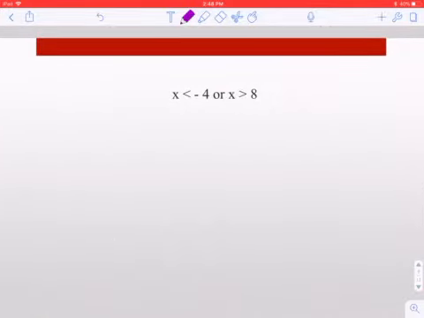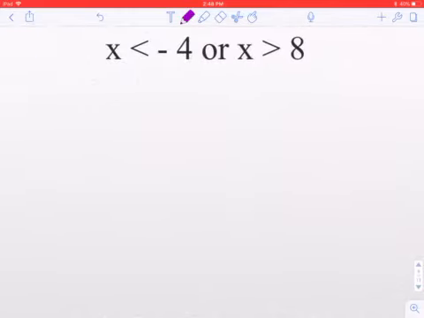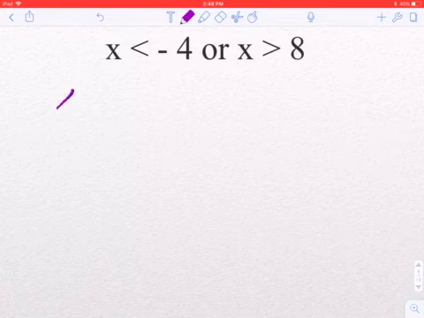All right, now we're going to get into what we call compound inequalities. With compound inequalities, there are two types. You have or inequalities and you have and inequalities. First, we're going to look at an or inequality. All we're going to do here is graph this on a number line.